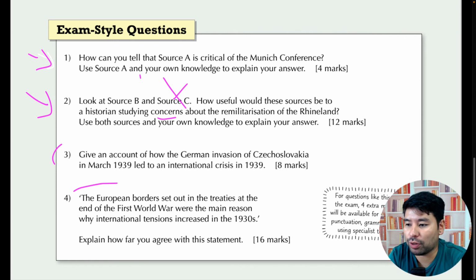So the European borders set out in the treaties at the end of the First World War were the main reason why international tensions increased in the 1930s, because they had put a limit on that, and some of the nations, one nation specifically, Germany, didn't respect that, and then they crossed and it began.